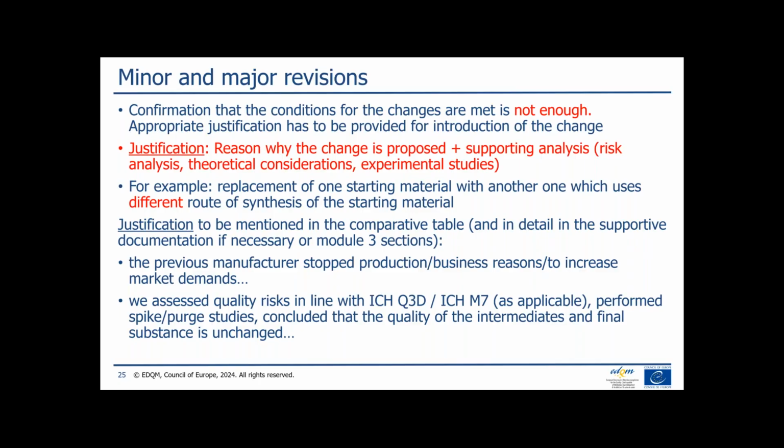So, for example, some examples of justifications. Previous manufacturer stopped production. Now we are introducing a new manufacturer of, I don't know, starting material or intermediate, for example, or for business reasons or whatever other reason it is. And then within this justification, you should also write what are the quality risks that are assessed according to what guidelines, what studies have been performed, etc.